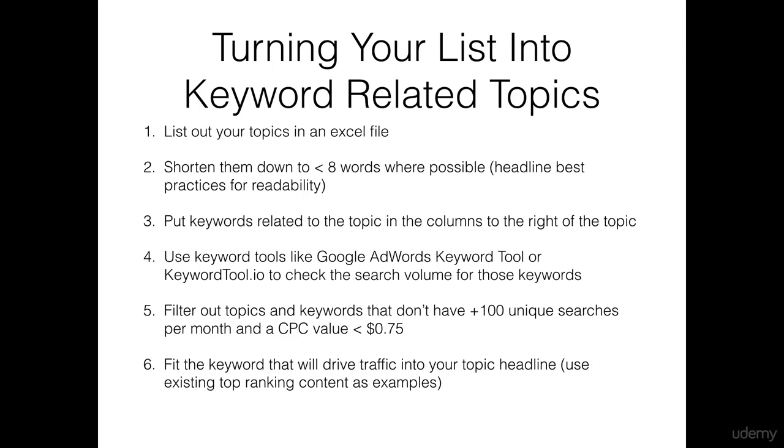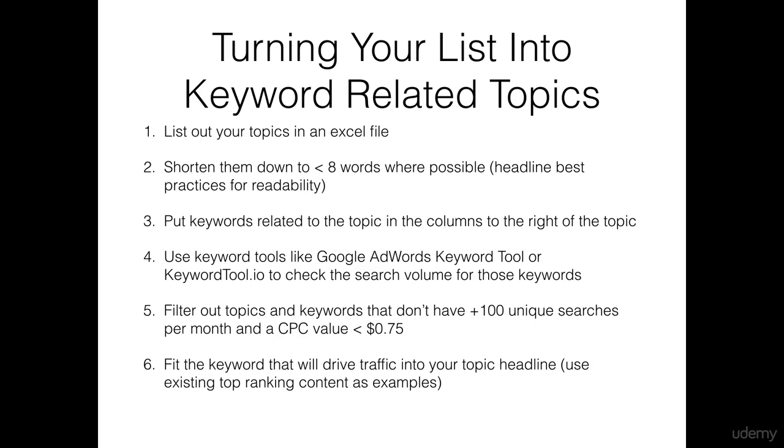Now, once you've done this, you want to filter out topics and keywords that don't have more than 100 unique searches per month, and this is global unique searches, and a cost per click value of less than 75 cents. The reason for this is we're looking for high value keywords that have mid to high levels of competition in order to create a really effective content marketing strategy, because you don't want to go after keywords and topics where there isn't competition, and the reason for that is because they aren't buying intent keywords. If you happen to come across buying intent keywords that don't have a high competition, that's awesome. You can definitely dominate that keyword.